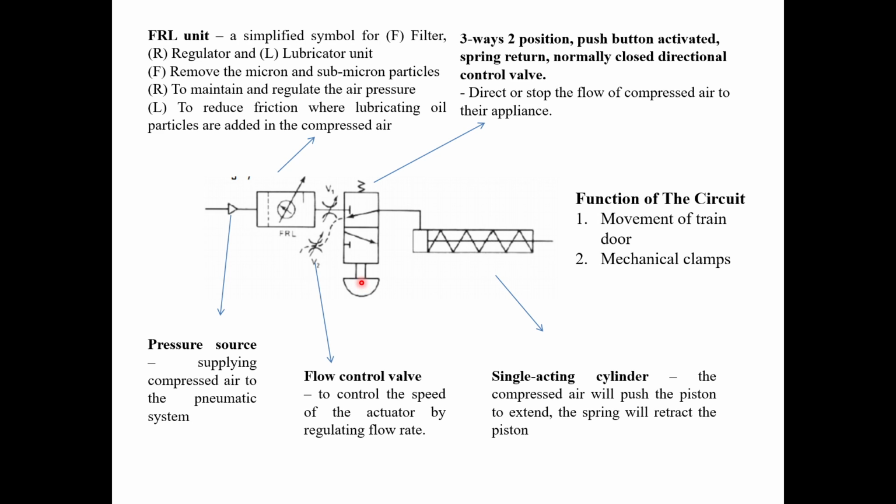When the push button on the 3-2 DCV is deactivated, the DCV will go back to its initial position because of the spring return mechanism. So now the air supply is blocked and the actuator port will be connected to the exhaust port. Now the single acting cylinder is retracted back by the compression spring located at the rod end of the cylinder. But the speed of the retraction stroke will be controlled by the flow control valve V2.